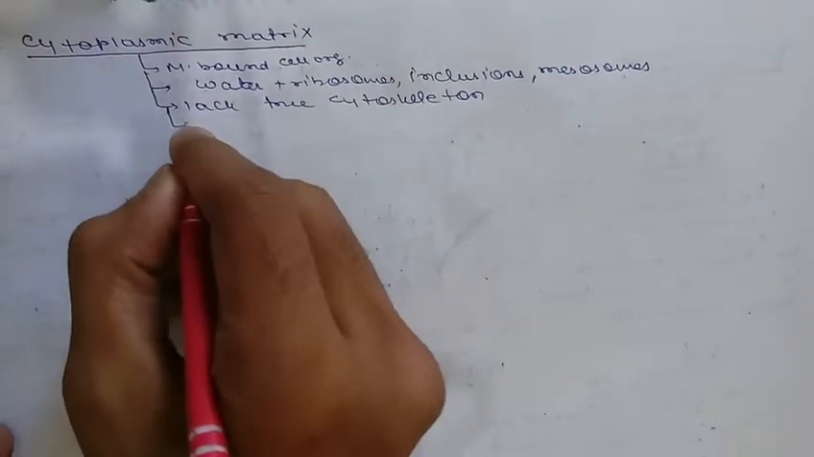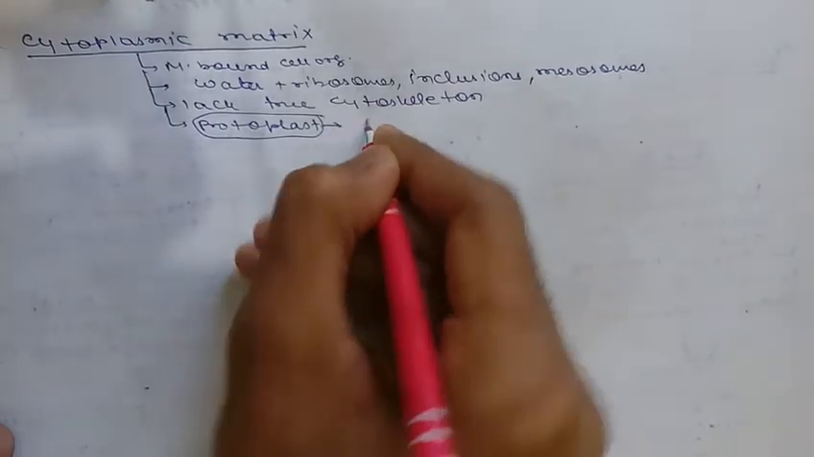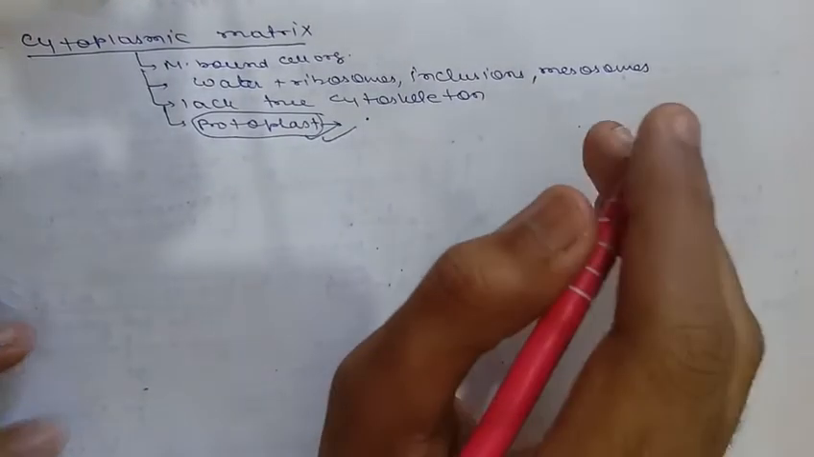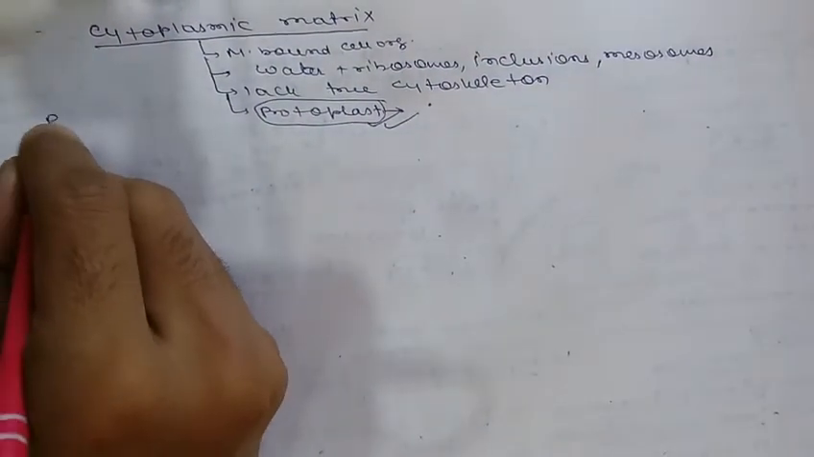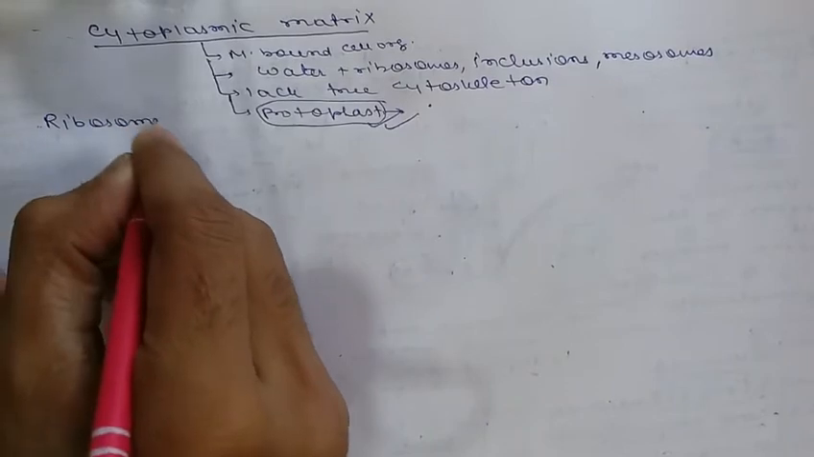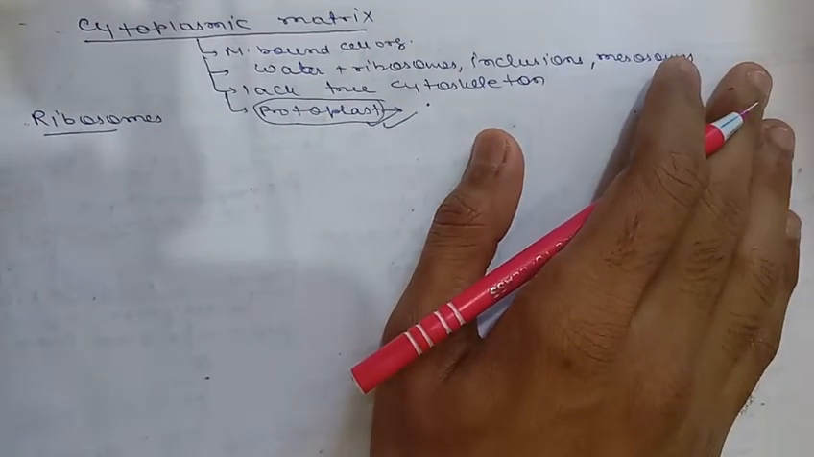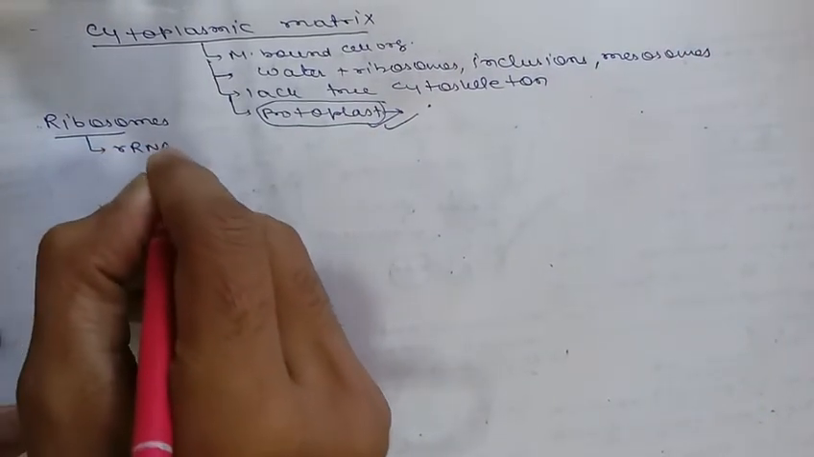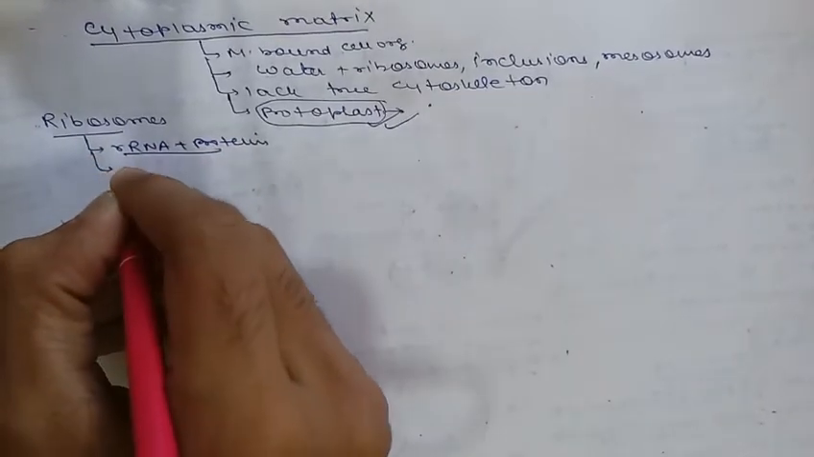Now one more term which I need to mention here is the protoplast. The protoplast is the plasma membrane and everything within it. Clear? Now we will individually discuss all the components. First, coming to ribosomes. Ribosomes are the sites for protein synthesis. They are composed of rRNA and ribosomal protein. So ribosomes are made up of rRNA plus proteins, and this is the site for protein synthesis.